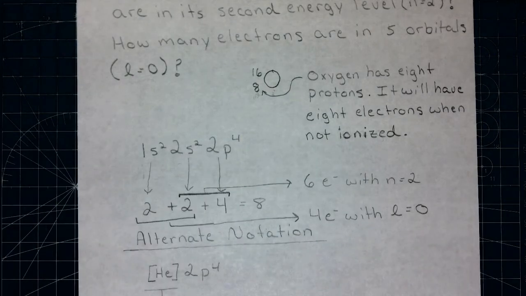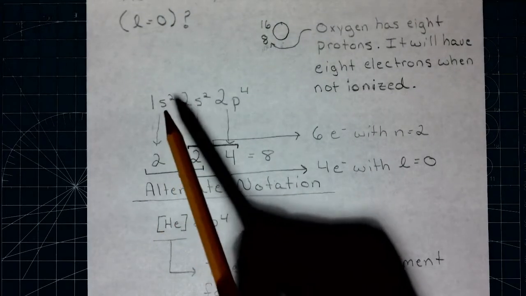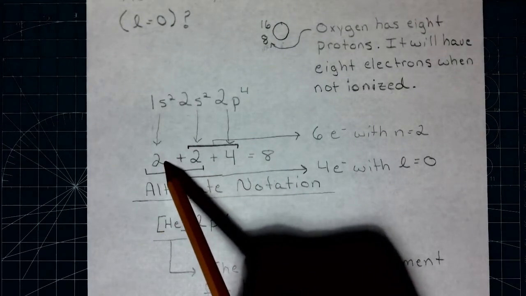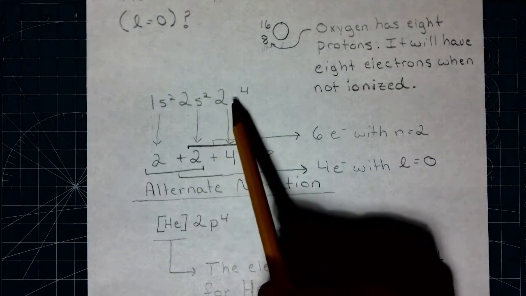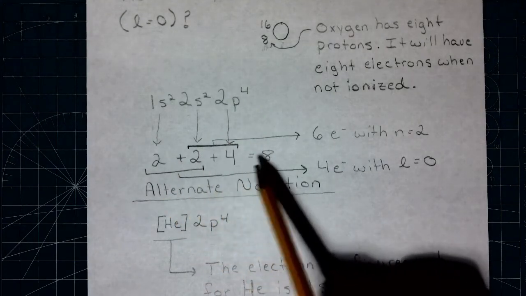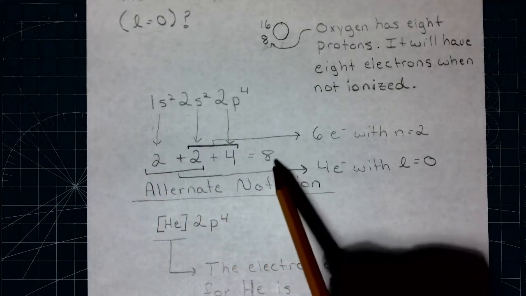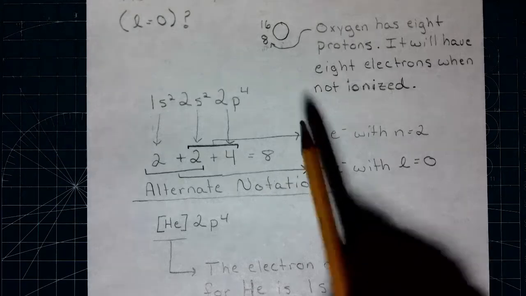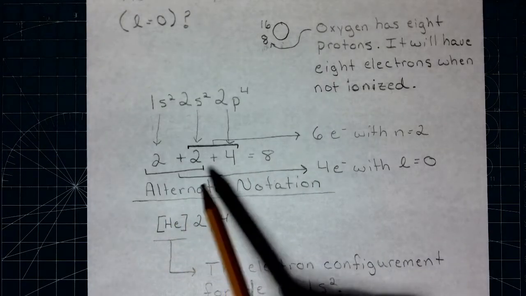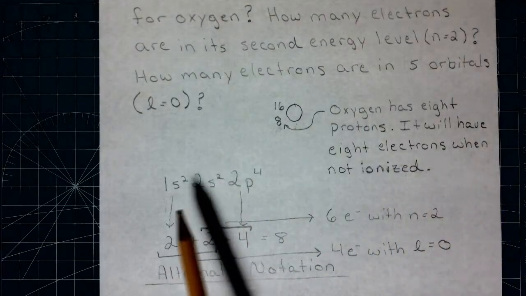Now, as a little check, I'm going to think about it: there are 2 electrons here, 2 electrons here, and 4 electrons here. 2 plus 2 plus 4 is equal to 8, and I've filled in all of my electrons. Now, let's answer these other questions here. We have our electron configuration.